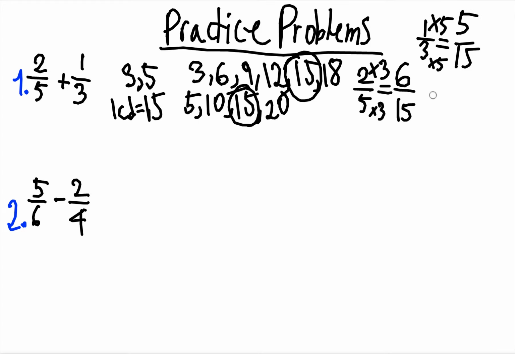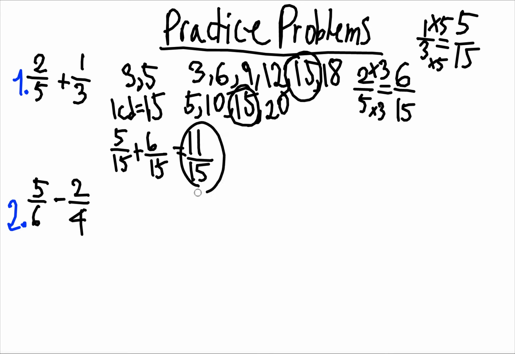Now all that is left is to add those two numbers. 5 over 15 plus 6 over 15. Now 5 plus 6 equals 11, and we leave the denominator the same, which means that this is our final answer. 2/5 plus 1/3 equals 11/15. Now, let's move on to subtraction problems.